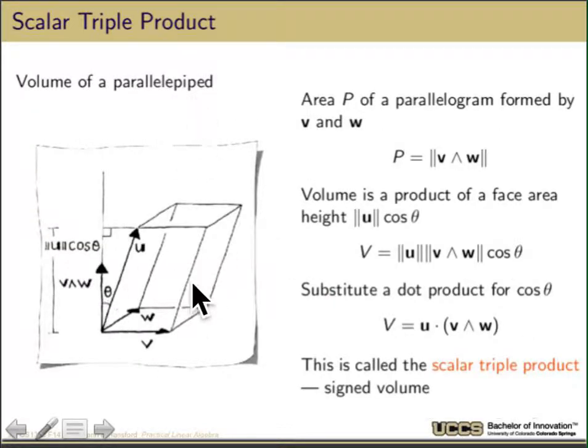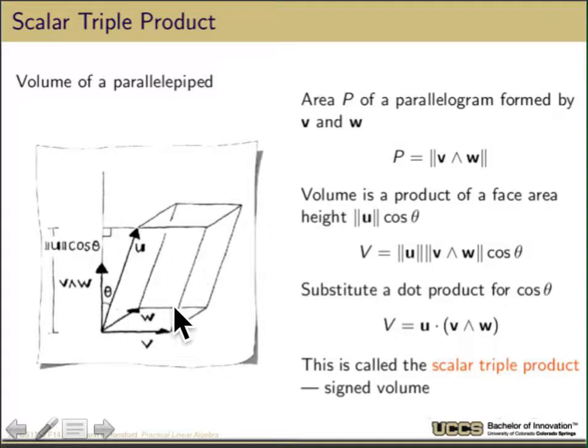So if I think of a cube, right, I can talk about the volume of a cube, the area of a square, but the volume of a cube. We have the area of a parallelogram and the volume of a parallelepiped. So the area of a parallelogram can be formed, as we saw before, by just taking the cross product of V and W. The volume of this product is really just the face area.